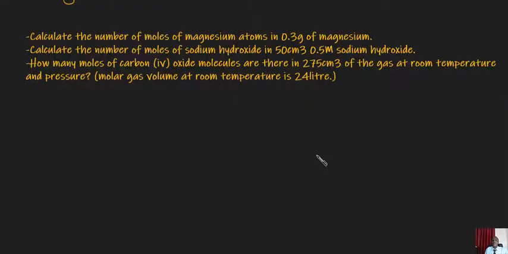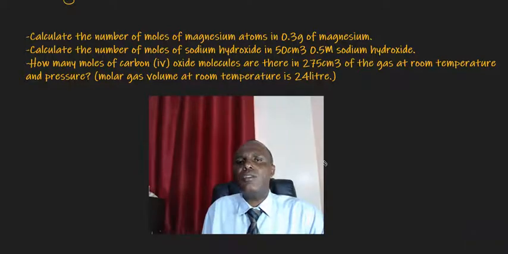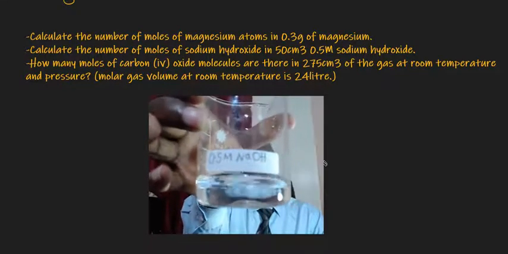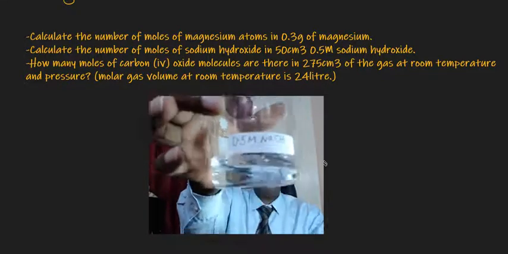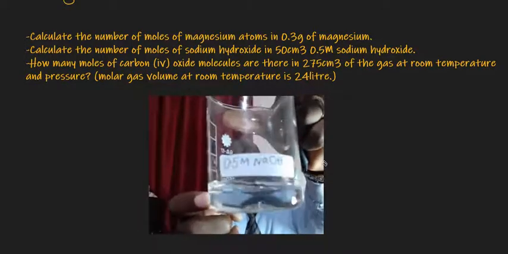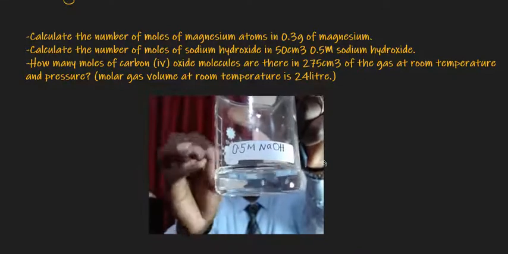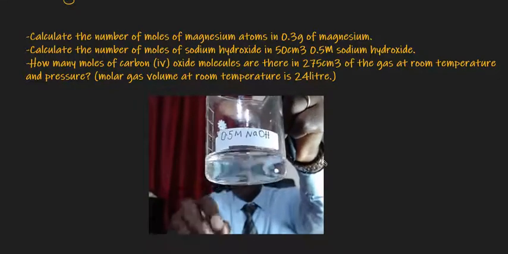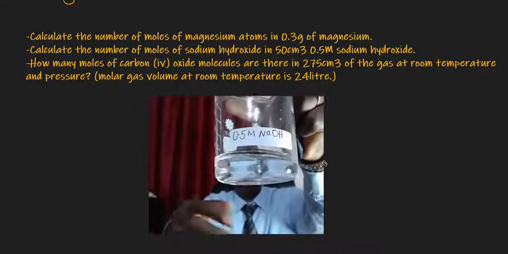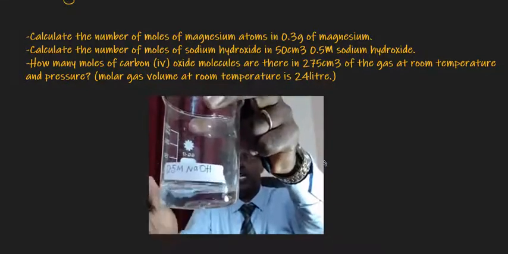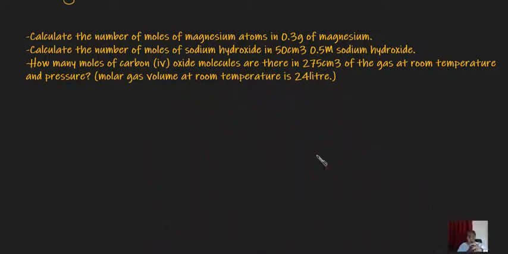Calculate the number of moles of sodium hydroxide in 50 centimeters cubed of 0.5 M sodium hydroxide. We would like to know how many particles are inside here in terms of moles. This solution is mostly water, but we have the sodium hydroxide particles also in the solution. We need to count them, and we count them in terms of moles, the way we count some items in terms of dozens. So how are we going to do it?